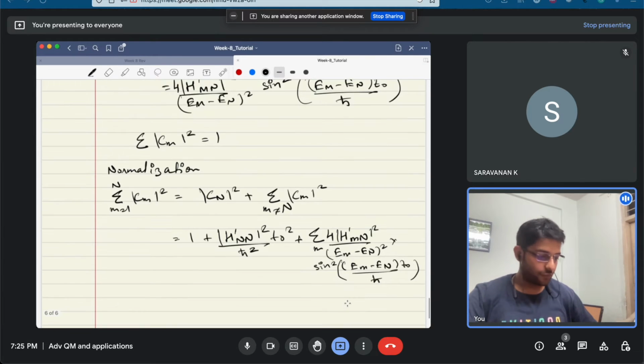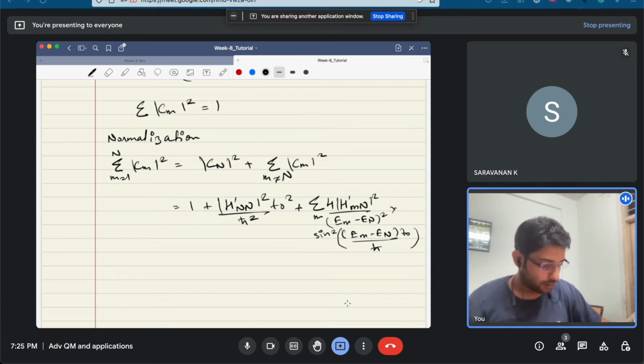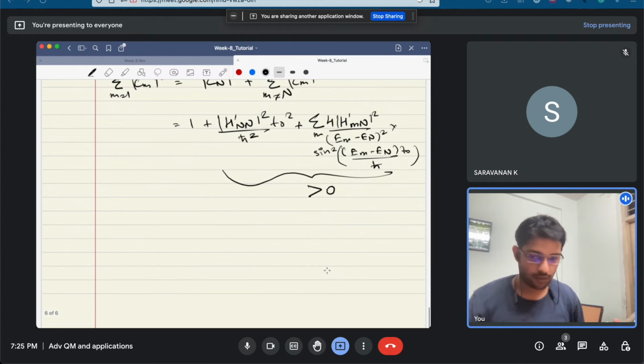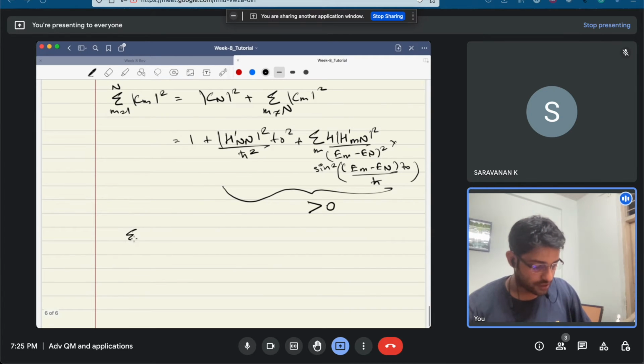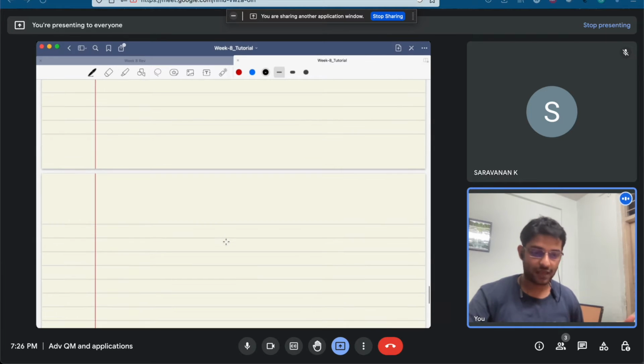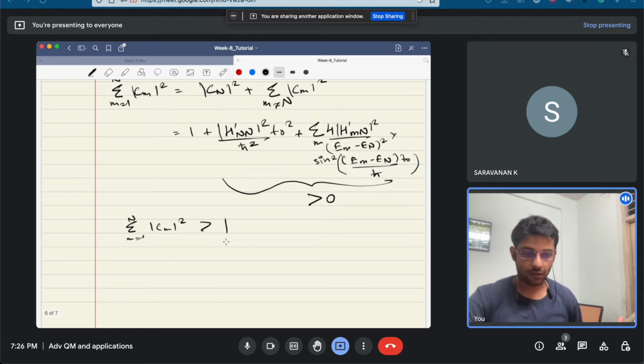Now if you look carefully, this part can never be less than 0. It's always greater than 0. So what we are essentially getting here is that the normalization, no matter what you take, is coming out to be greater than 1, which cannot be the case. In quantum mechanics, it has to be normalized to 1 always. Now this is a discrepancy with our basic fundamental principle of quantum mechanics.